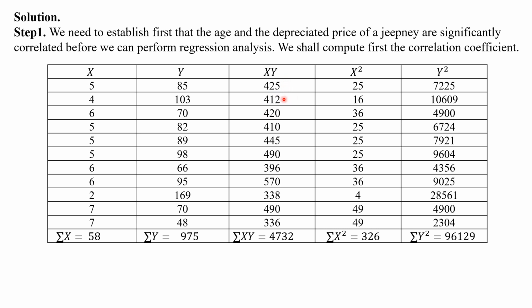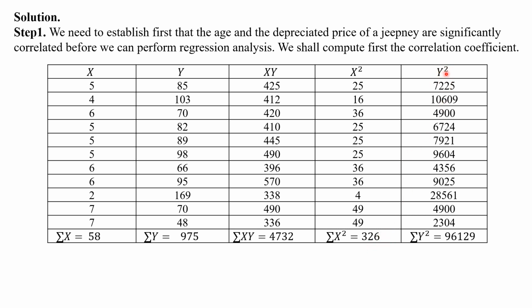Okay, so next, i-add mo lang yan. So, para makuha yung 4,732. The next column, yung x squared naman. So, lahat ng value ni x, ito, is squared mo lang. So, for example, 5. 5 squared, that is 25. Okay. So, ganun lang yung gagawin. Then, add lang din lahat para makuha si 326.